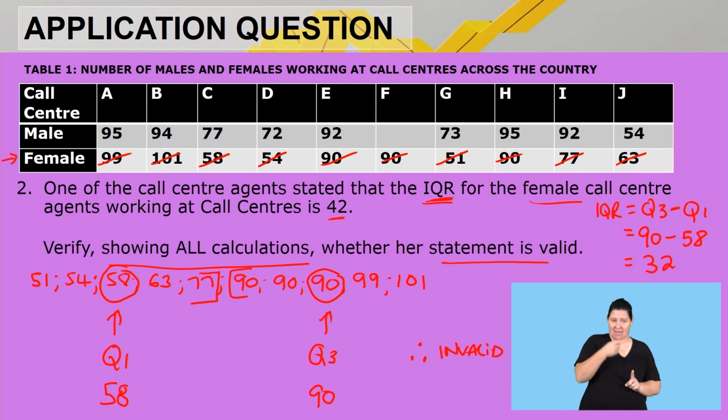Remember, the statement was made that the IQR is 42. We've done our calculations. We arrived at an answer of 32. So therefore, we have to say that this statement is invalid. It's not true. And always remember that you base your conclusion on your answer. Guys, I hope that makes sense.